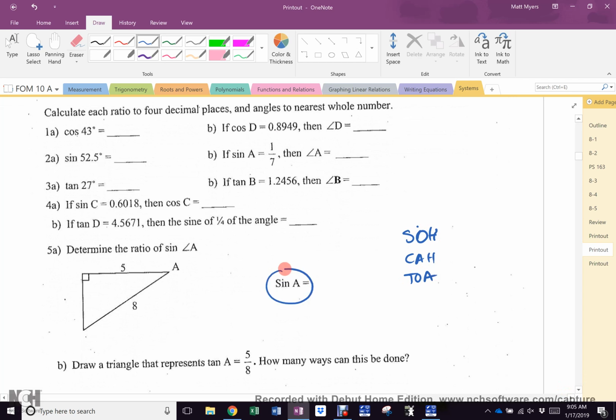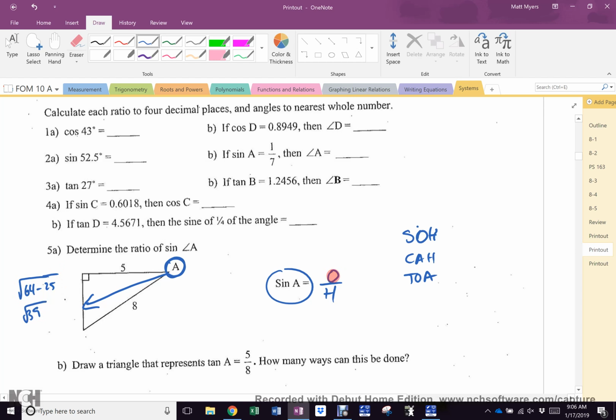Sine of A. Where's A? Right there. Sine is opposite over hypotenuse. What's opposite in a triangle? Beside, hypotenuse, or across? Across. What's across from A? There is no number there. How do we find that number? I use Pythagoras. Since I have the hypotenuse, is it add Pythagoras or subtract Pythagoras? Subtract Pythagoras. That is the square root of 64 minus 25, which is the square root of 39, right?